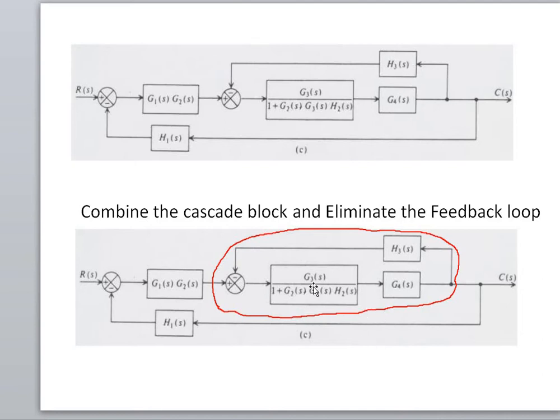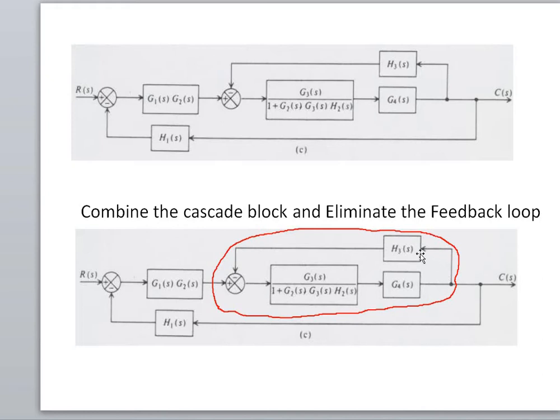We have to combine these two cascade blocks and eliminate the feedback loop containing the feedback path transfer function H3 of S. Again we can reduce this feedback loop by applying the same equation, G divided by 1 plus GH.